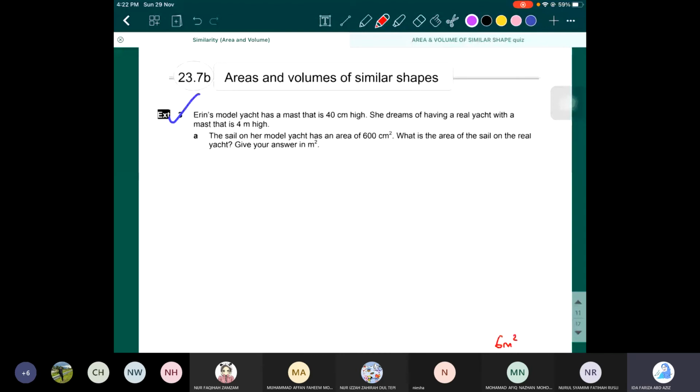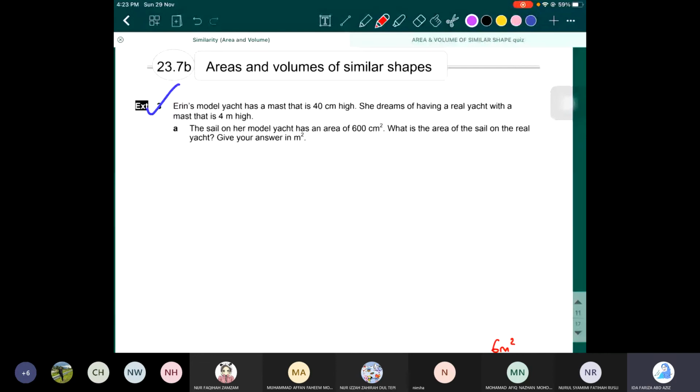Okay, kita try soalan ni pula. Erin's model yacht. Yacht ni kapal layar. Has a mast that is 40 cm high. She dreams of having a real yacht with a mast of 4 meter high. Okay. Unit berbeza sini. 40 cm, 4 meter. The sail on her model has area 600 cm square. What's the area in the real? Okay, give answer in meter square.